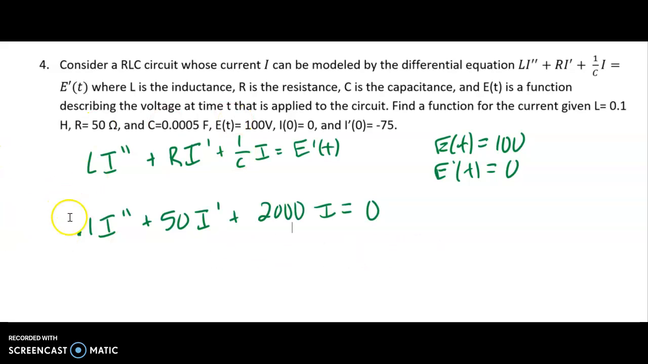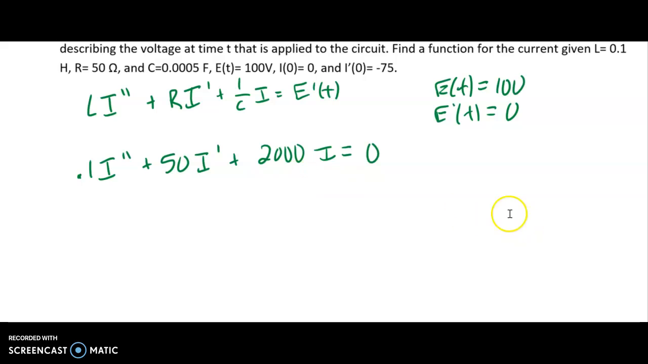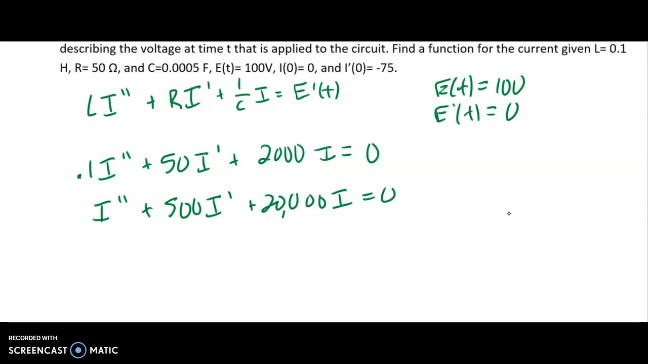And then the next thing that I want to do, as in the earlier differential equation stuff, we will call normalizing, where we make the coefficient of the I double prime, the biggest derivative, have 1. So in order to do that, I'm going to multiply by 10 everywhere. That gives me I double prime plus 500 I prime plus 20,000 I is equal to 0. To me, it's more pleasant. I make fewer mistakes if I have a coefficient of 1 here. You could totally do everything with it as a 0.1.